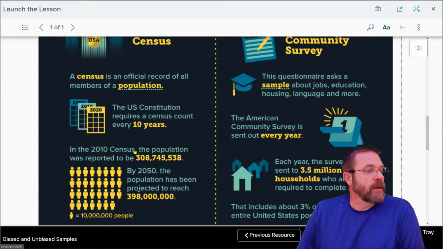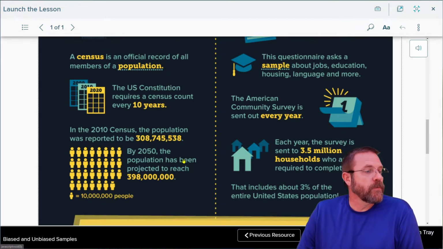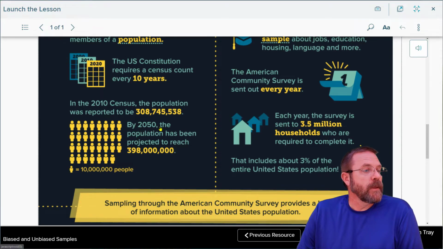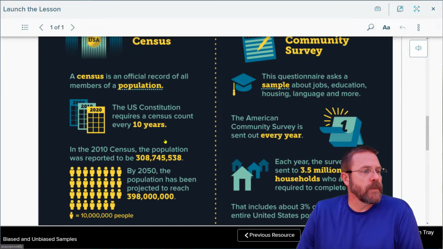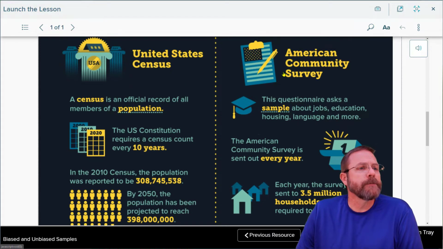In the 2010 census, the population was reported at 308,745,538. By 2050, they expect the population to reach 398 million, and that's quite a number of folks there. I'm not sure that's going to happen, because we have found historically that as things like education levels go up, population levels drop. Interesting, isn't that? I guess the more educated you are, the fewer kids you want to have. More educated, I should say, not smarter.